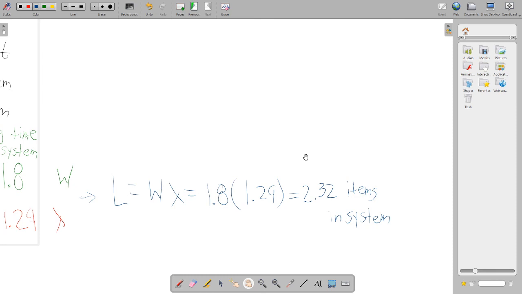Anybody have any suggestions? So let me pose you this question. What happens if we have one processor and 2.32 items in system? Maybe it has to do with, okay, yeah, somebody got it. Awesome, thank you.